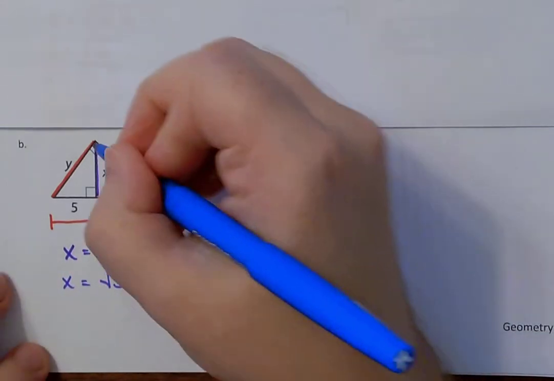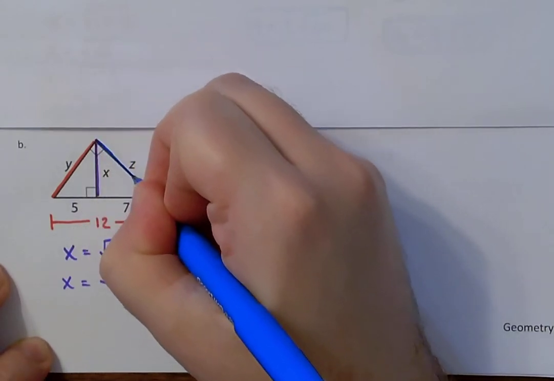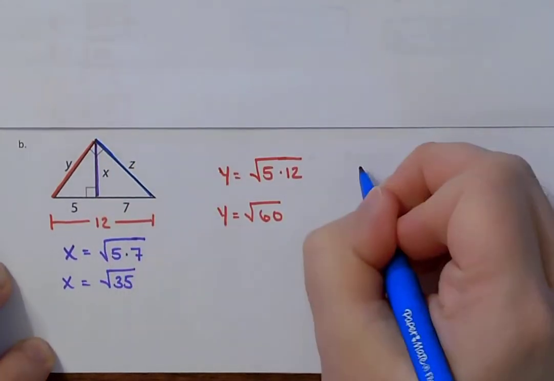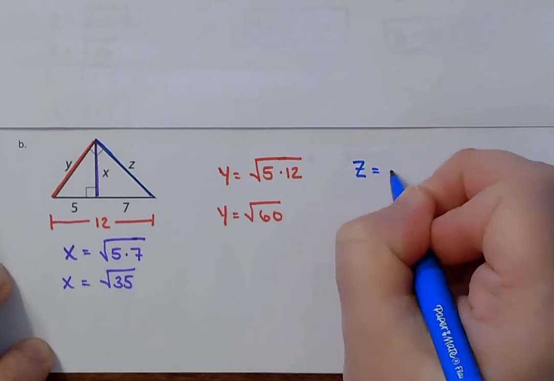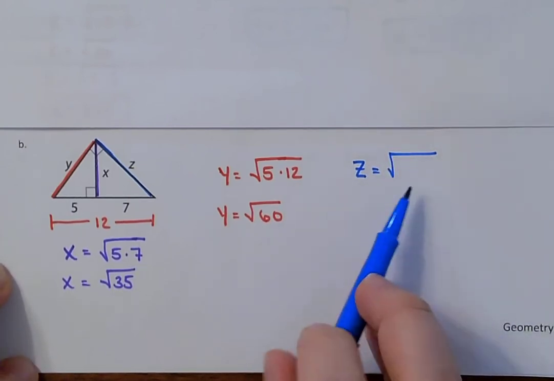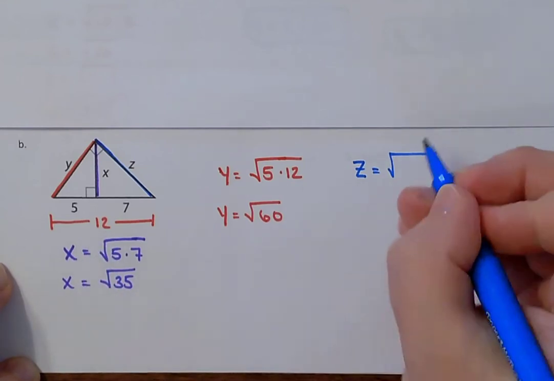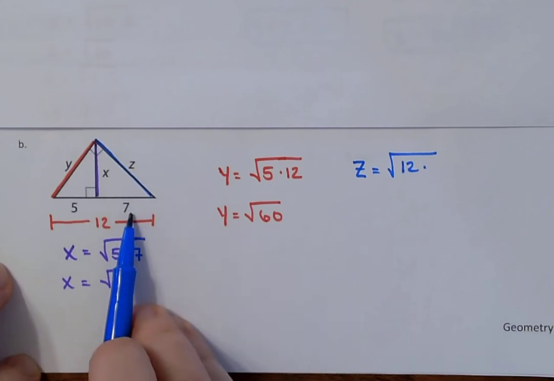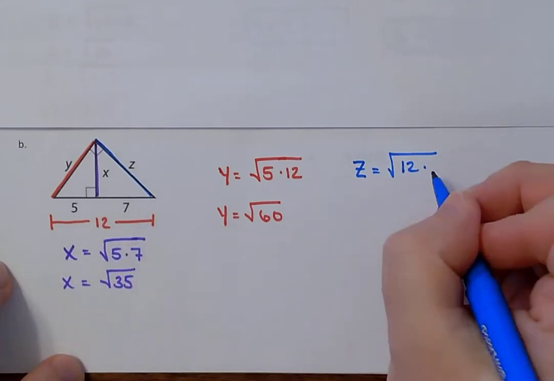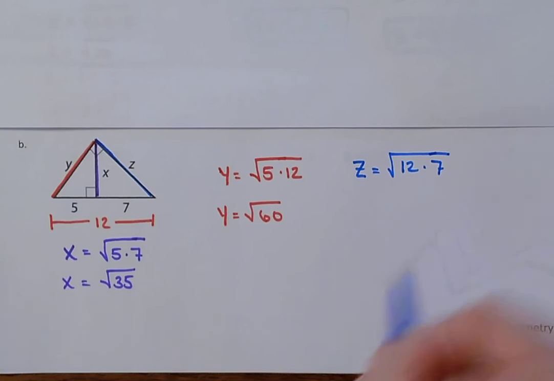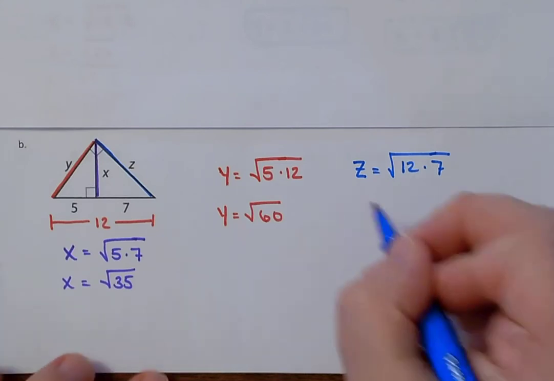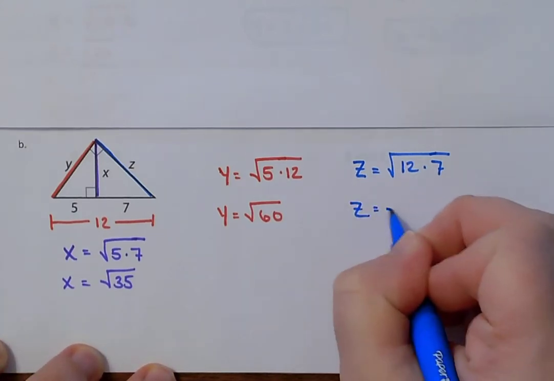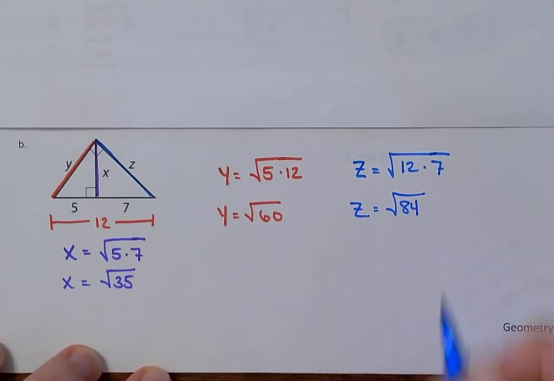Alright, for the last one, which is z, to go through and figure out z, I'm going to do much of the same thing that I did for y. So we're going to use the whole hypotenuse, which is 12, and then I want to use the segment that's close to z, or next to it, which is 7 in this case. So if I did 12 times 7, we would end up with the square root of 84.